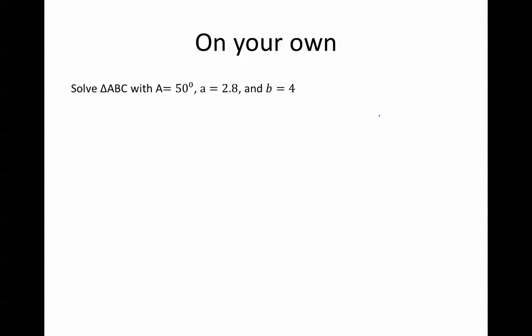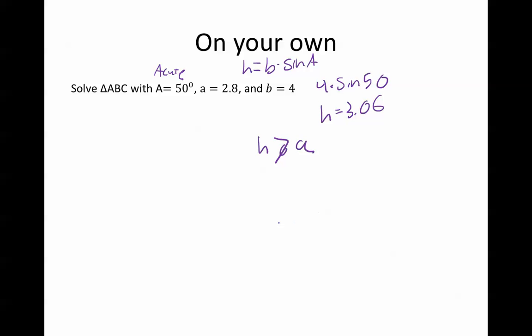Finally, last one. Again, I noticed that this is acute, and that means that I need to calculate my height, b times sine of a. So this one is 4 times the sine of 50. And when you do that, you end up with 3.06. So here I'm noticing that h is greater than a, which means that this is no solutions.